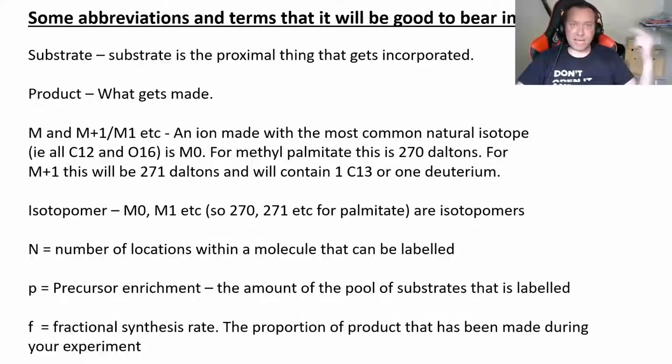Okay, so just going back to these abbreviations, and the ones to really bear in mind now are the N value, the number of locations within a molecule. We're going to go through that. P, the precursor enrichment, so this is the amount of pool of substrates that's labeled. In our case, that's our deuterium concentration for this section. And F, the fractional synthesis rate, which is what we are going to be interested in.